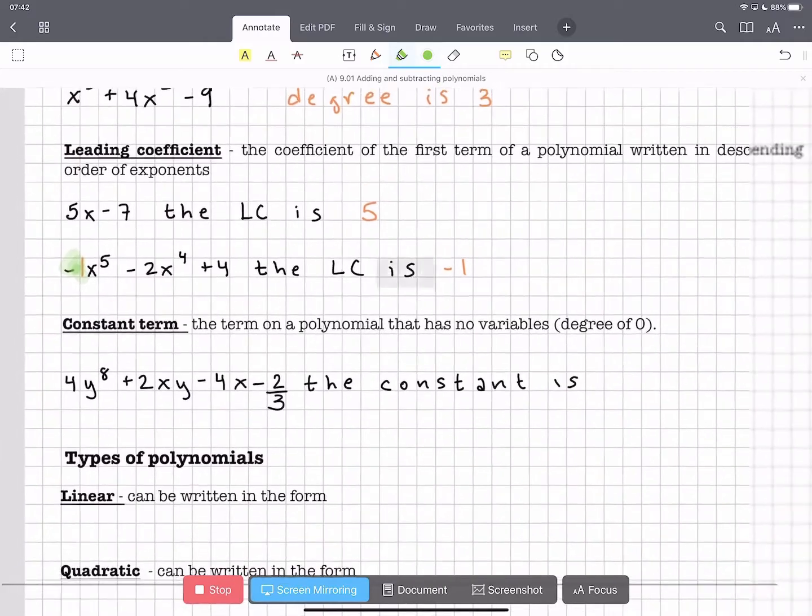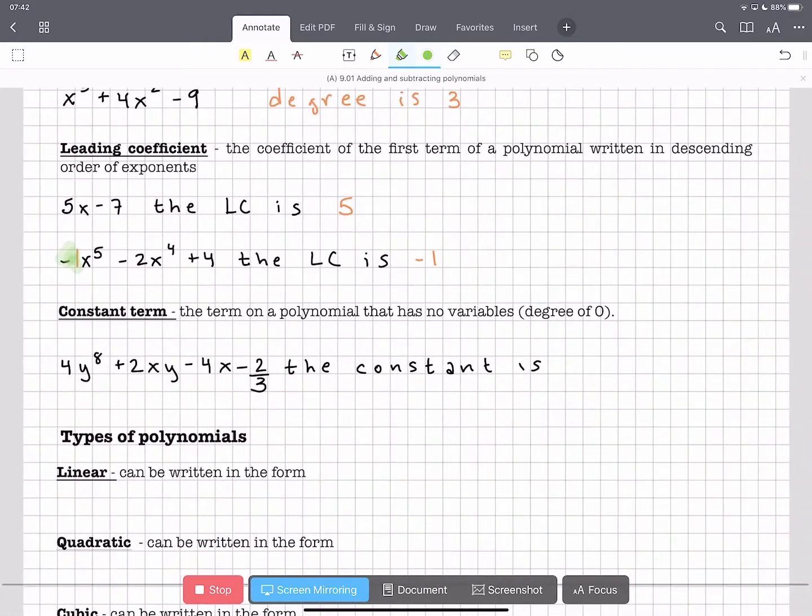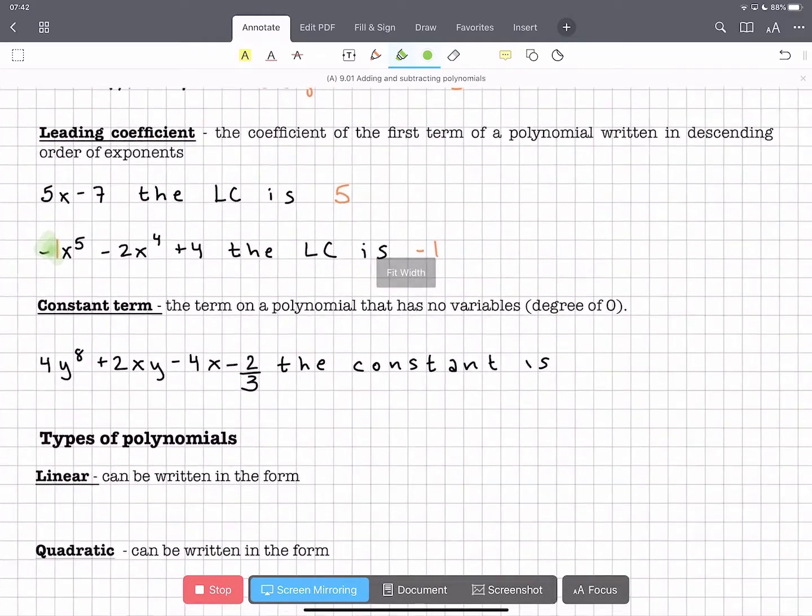Then we have the constant term of a polynomial, and that's simply which number is the constant. We already know what constants are, so in the example 4y to the 8th plus 2xy minus 4x minus 2/3, the negative 2/3 is our constant. Make sure you're including the operation symbol there, to tell us that that's a negative.